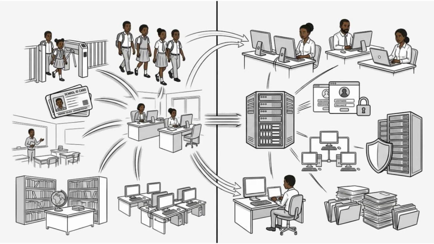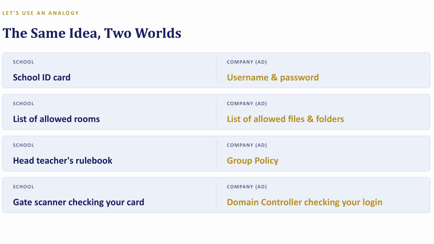Then list of allowed rooms. In the company side, list of allowed files and folders. Then head teacher's rulebook. In the company side, it is group policy. And finally, gate scanner checking your card. In Active Directory, it is the domain controller checking your login. Okay, this analogy is extremely useful because it gives you a simple mental model.